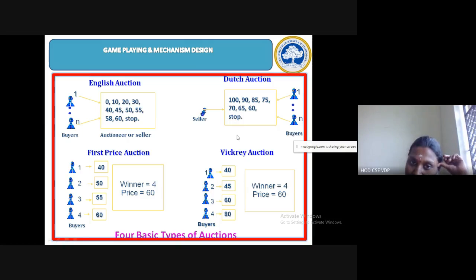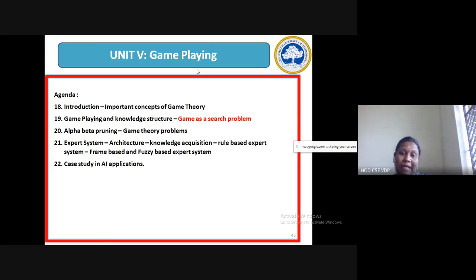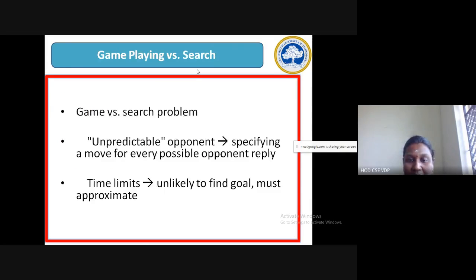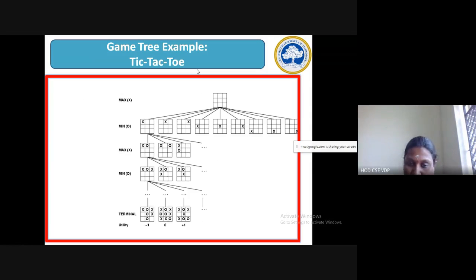So all these auctions come under mechanism design. That is all about game playing and knowledge structure. Okay, then moving on to game as a search problem. Now, I can show you one game, the min-max game.